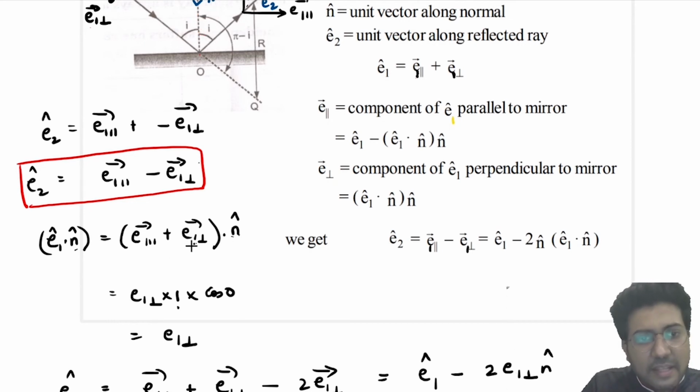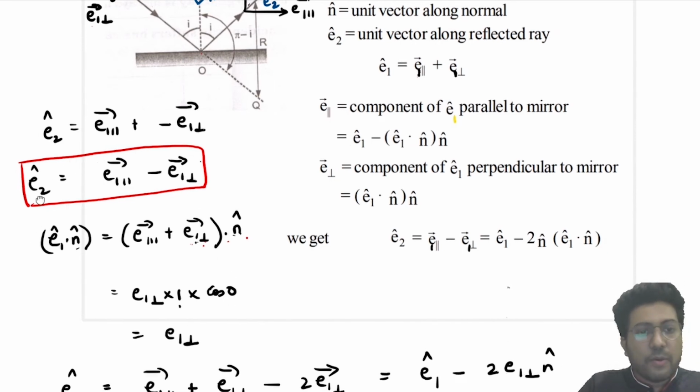But E1 perpendicular dot N cap can be written using A dot B equals AB cos theta. The magnitude of E1 perpendicular is E1 perpendicular. The magnitude of N cap is 1 because it is a unit vector, and the angle between these two is 0 degrees, because N cap is in this direction and E1 perpendicular is also in this direction. So you will say cos 0. So you will get E1 cap dot N cap is equal to E1 perpendicular, because cos 0 is 1.